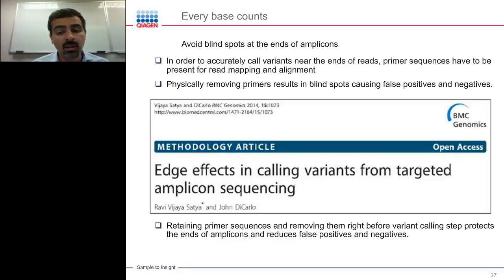It turns out that these five variants that were not detected were at the amplicon boundaries and primer binding sites, which indicates that the physical removal and digestion of the primer sequences will actually expose the ends of the amplicons, and what you end up with is false negatives or false positives towards these ends of the amplicons because they were not sequenced efficiently.